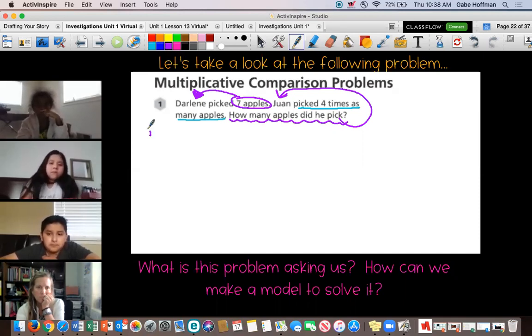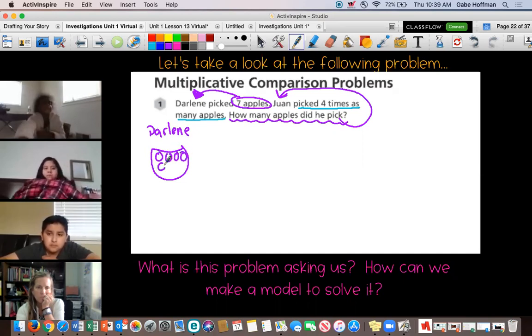So I'm going to put that this is Darlene right here. And we're going to draw a little basket for her apples. She picked 7. 1, 2, 3, 4, 5, 6, 7. Those are her 7 apples, right? So Juan picked 4 times as many. That means if Darlene picked one bag, like one little group of apples, Juan picked 4 of those.